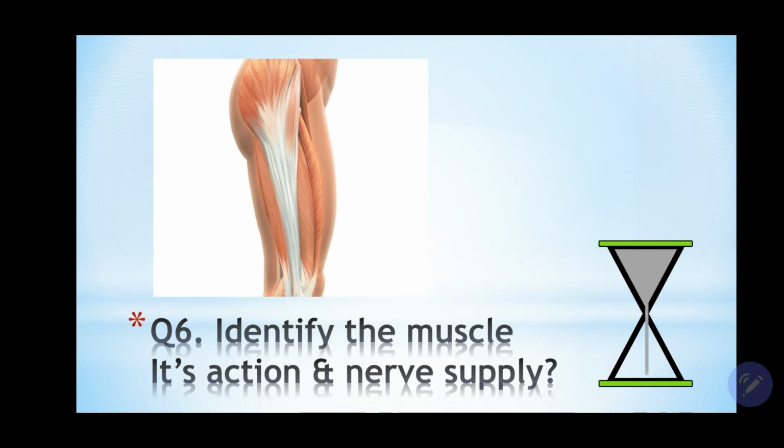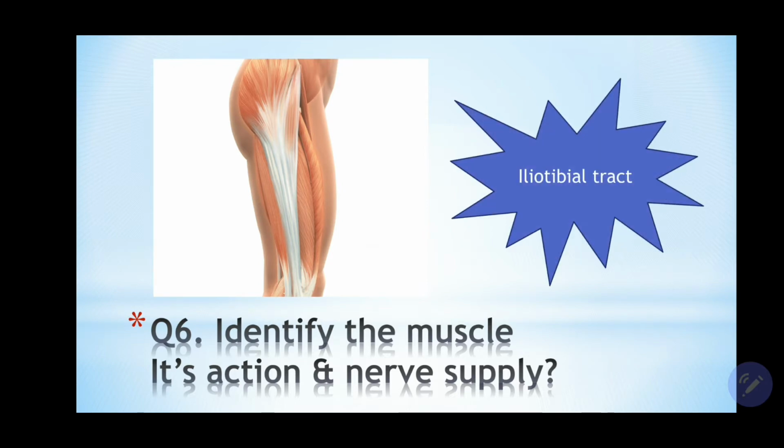Question number 6. Identify the muscle, its action and nerve supply. It's this muscle I'm talking about. Actually, it's this. So it's not actually a muscle, it's a fibrous band which blends with two muscles, and it's called the iliotibial tract.